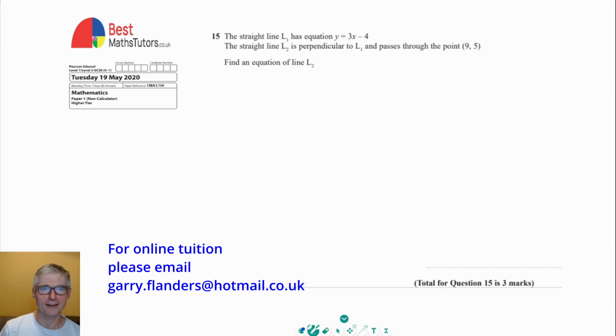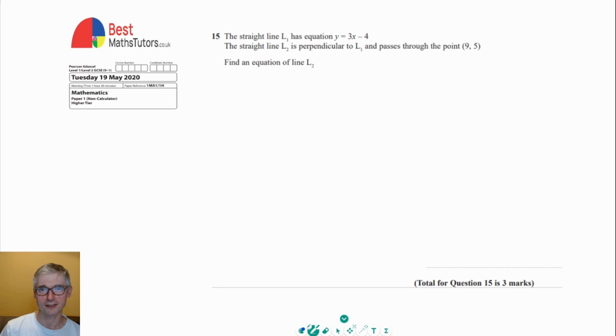I'm continuing to look at the Edexcel GCSE Maths Higher Tier Paper 1 from May 2020. This is question 15 and it's a question about finding the equations of perpendicular lines. We're given a straight line with the equation y equals 3x minus 4, and another straight line which we're calling L2. We're told that it's perpendicular to line L1 and that it goes through the point (9, 5). What we've got to do is find the equation of line L2.